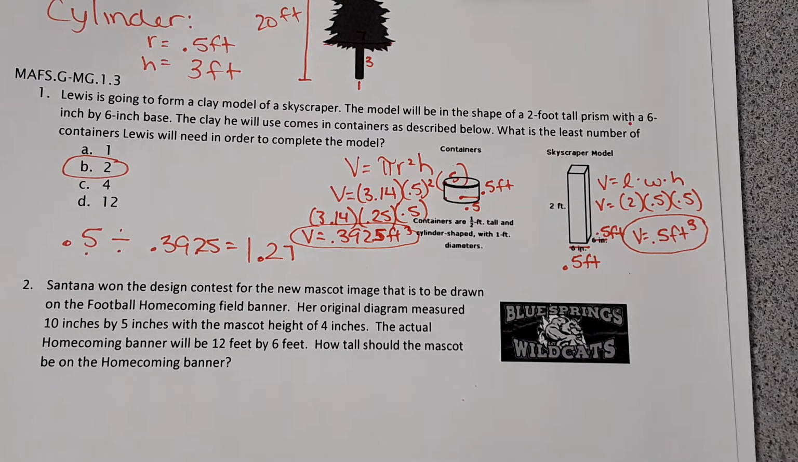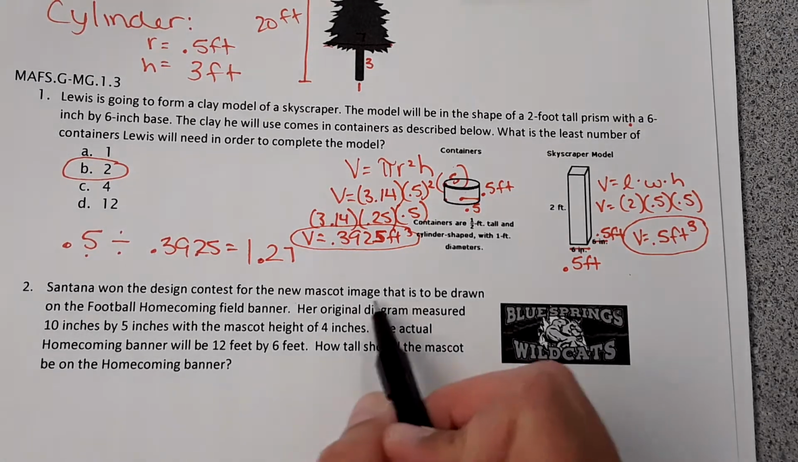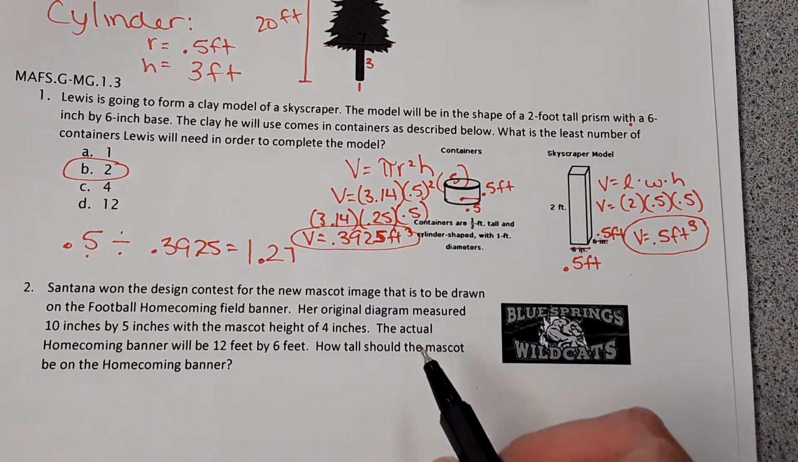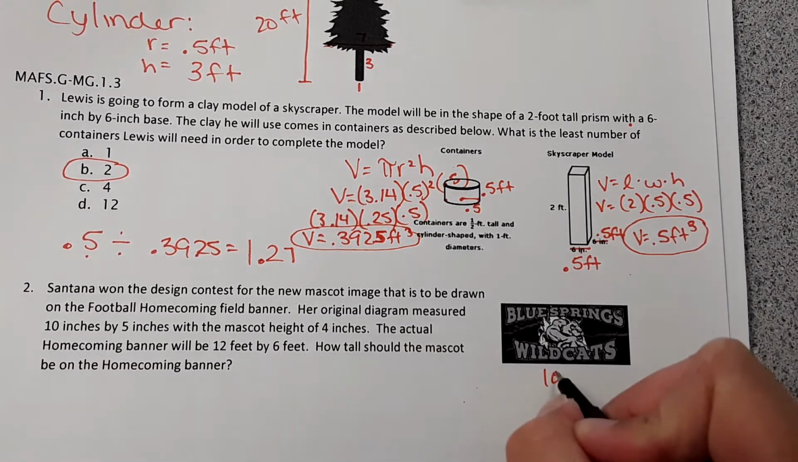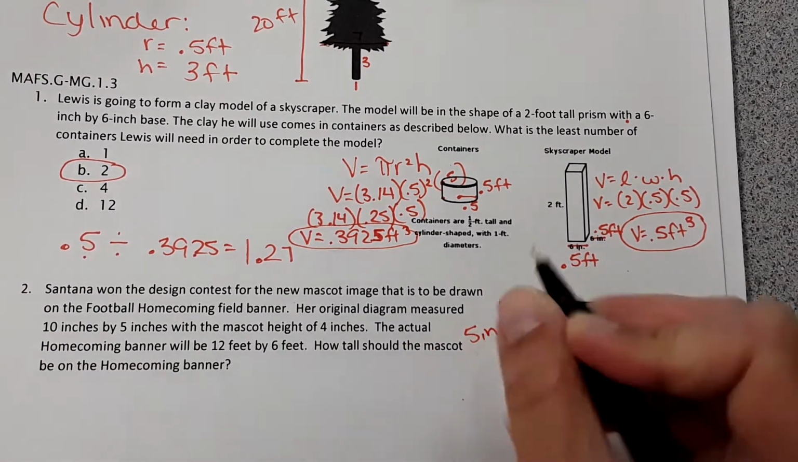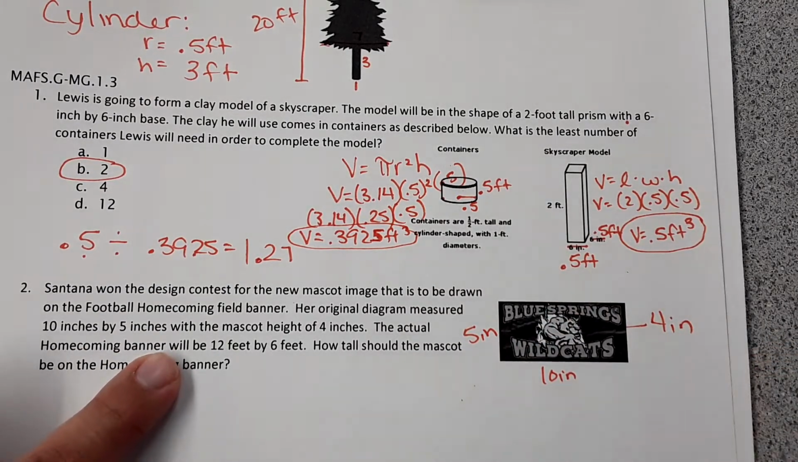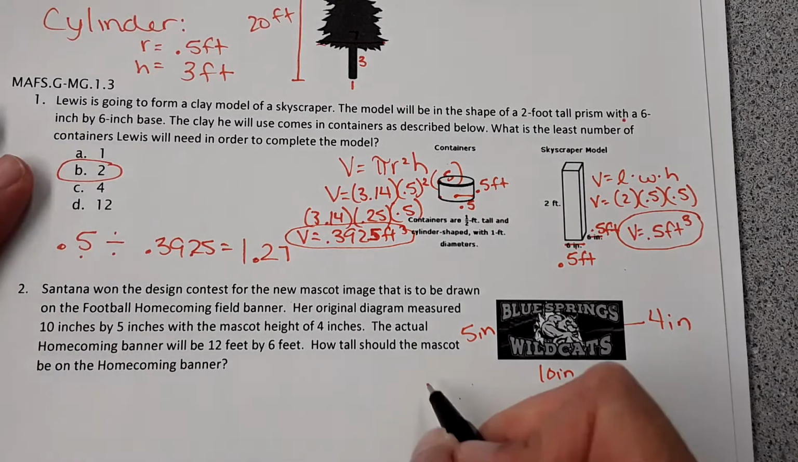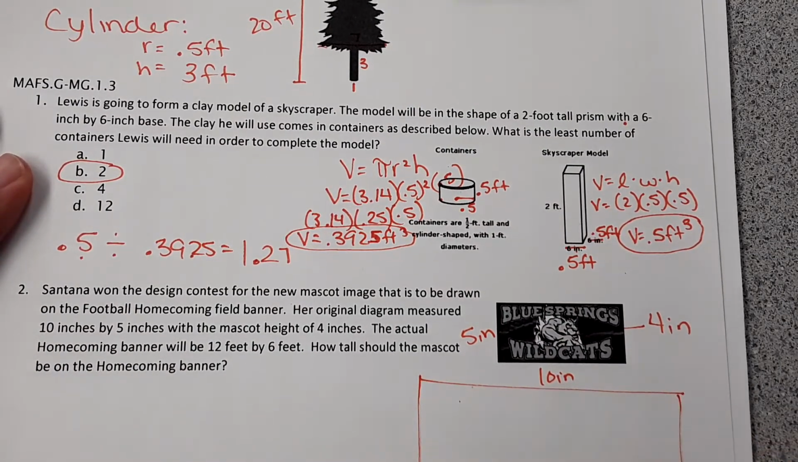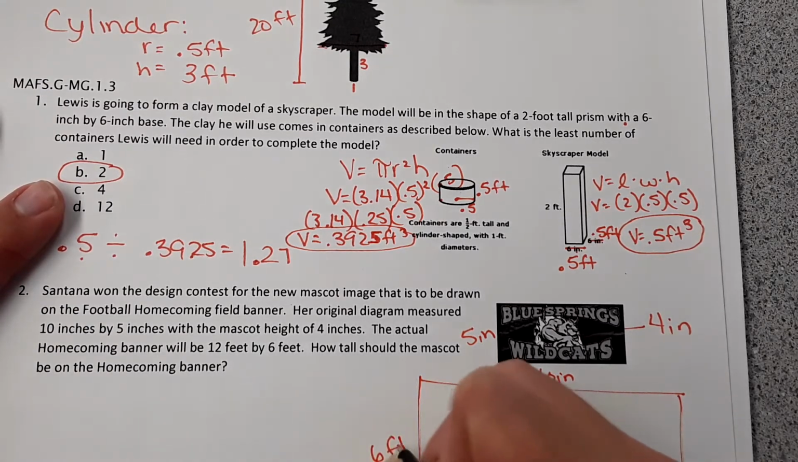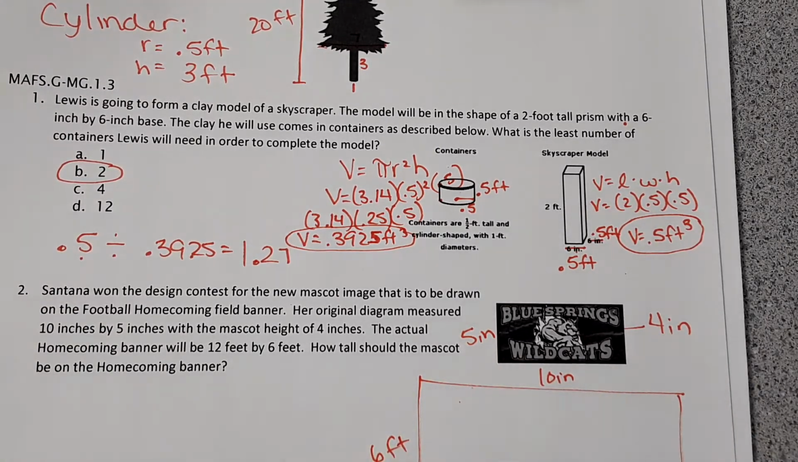Okay, Santana won the design contest for the new mascot image that is to be drawn on the football homecoming field banner. Her original diagram measured 10 inches by 5 inches, with the mascot height of 4 inches. So this guy is 4 inches tall. The actual homecoming banner, the larger one, will be 12 feet by 6 feet. How tall should the mascot be?